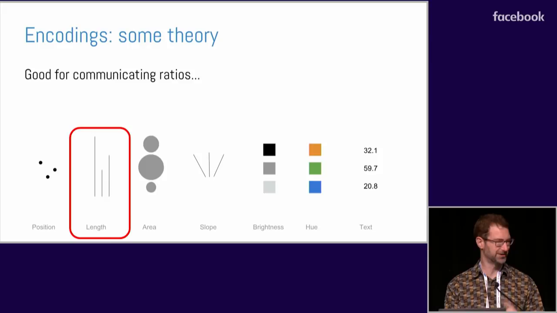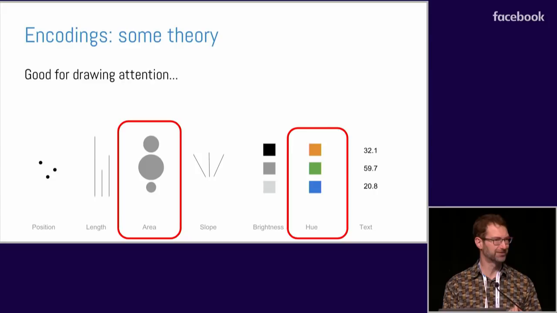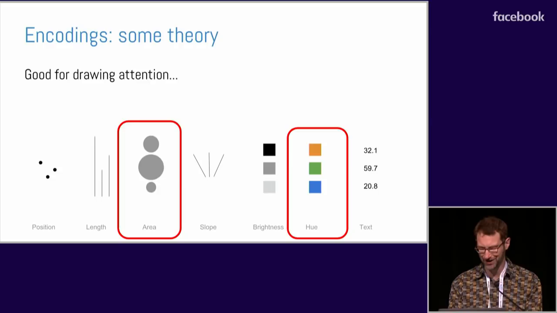Other things are good for drawing attention. Color is one of the first things we see when we look at a visualization, and it tells us where we should be looking next. Area is also a very good way to draw attention. Bigger things are much more prominent and draw your attention more than smaller things.